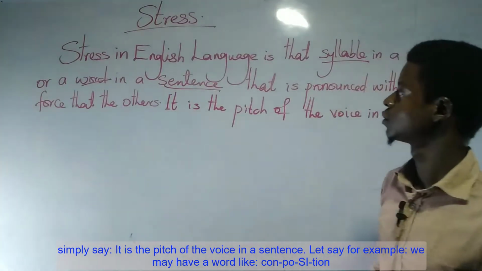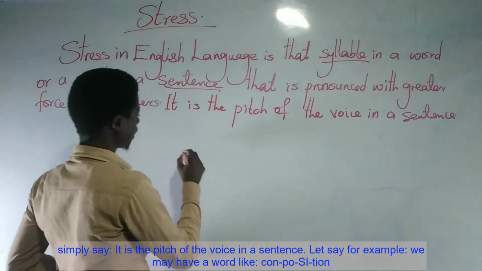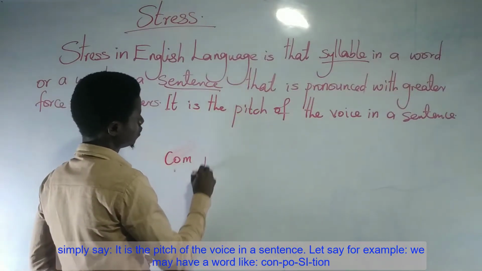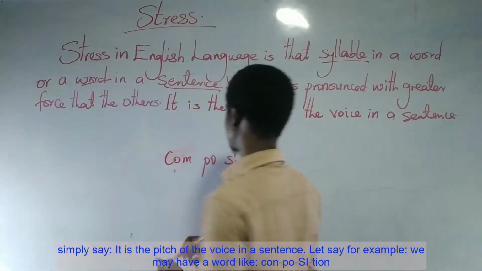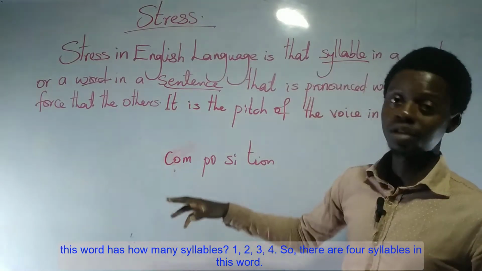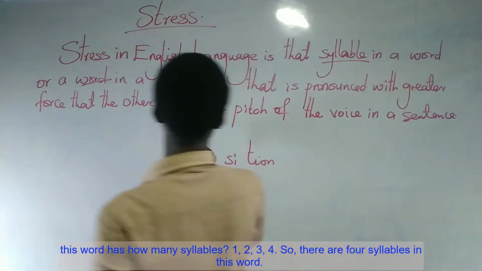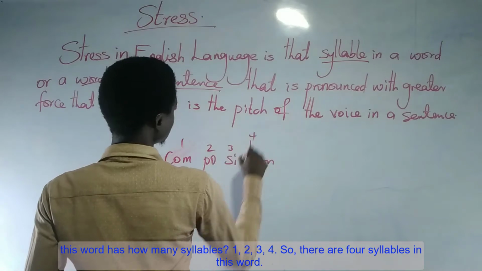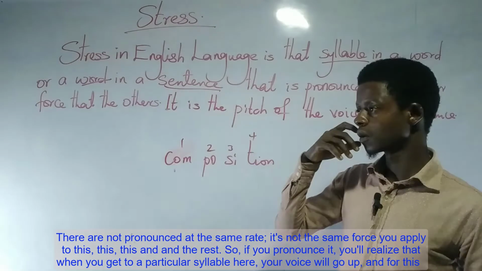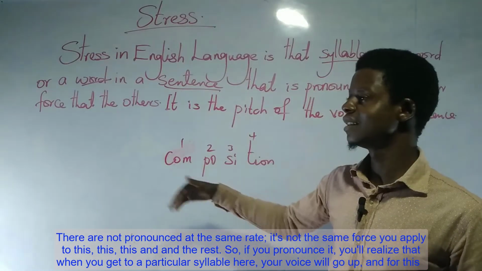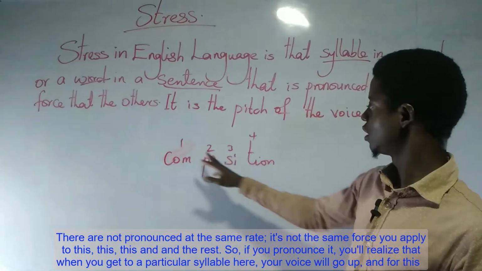So, let's say for example, we have the word composition. How many syllables does this word have? 1, 2, 3, 4. So there are 4 syllables in this word. They are not pronounced at the same rate. It's not the same force you apply to this one as to the remaining ones.